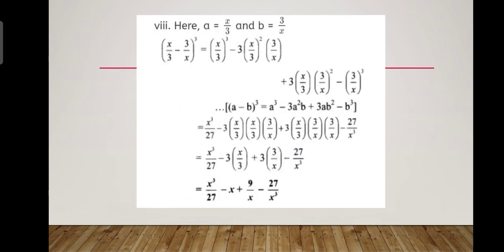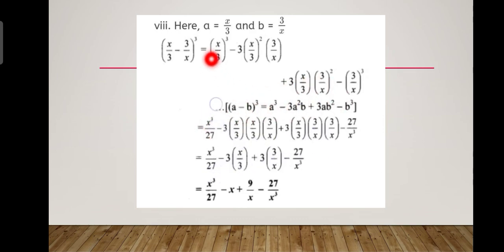Okay, that's it. Now 8th question, here (x upon 3 minus 3 upon x) the whole raised to cube. So a is x upon 3 and b is 3 upon x. So how could we write this? A cube, that is (x upon 3) the whole raised to cube, minus 3 into a square, so 3 into (x upon 3) square, into b, that is 3 upon x, plus 3 into a b square, so 3 into a is x upon 3 into b is (3 upon x) the whole square, minus b cube, so (3 upon x) cube.